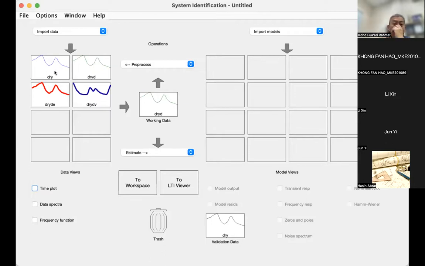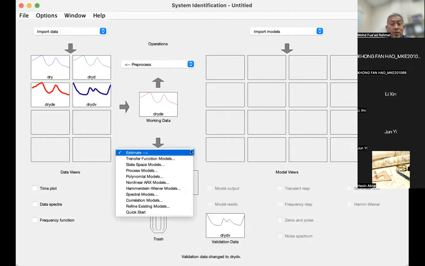So now we have to drag and drop. The dry DE, the red one, will go to the working data. And dry DV will go to the validation data. Okay, guys? So that is the active data at the moment for analysis. Now we have to do the estimate.